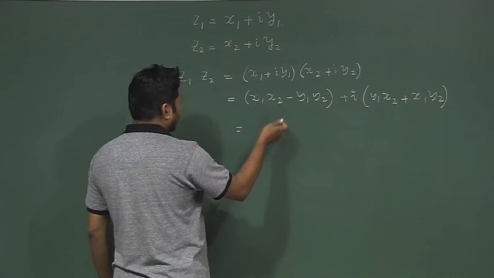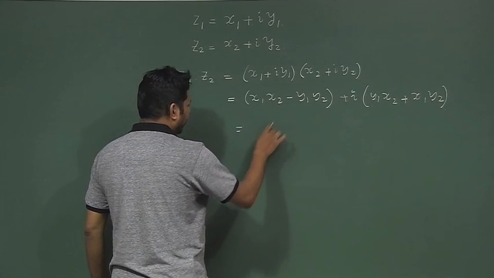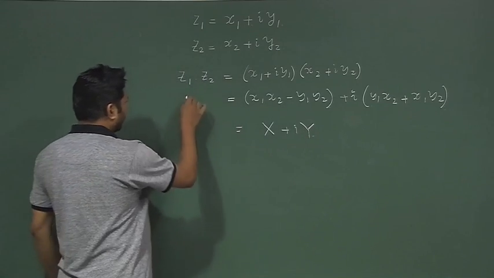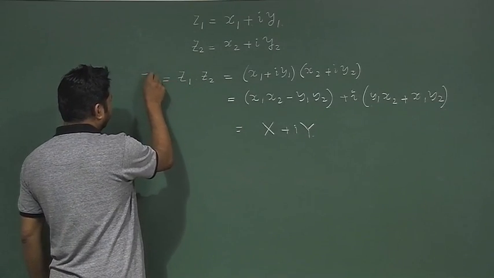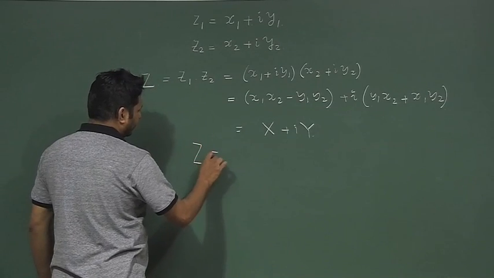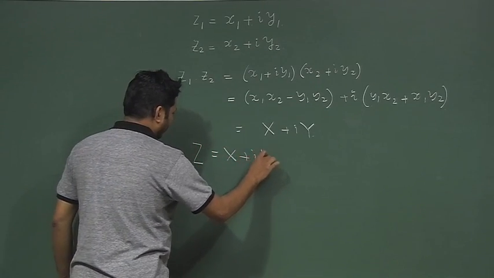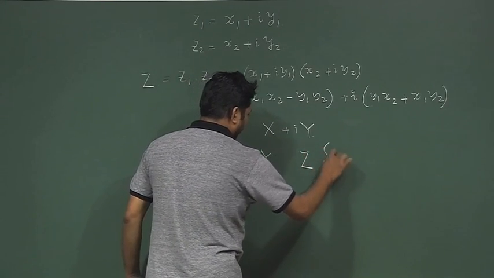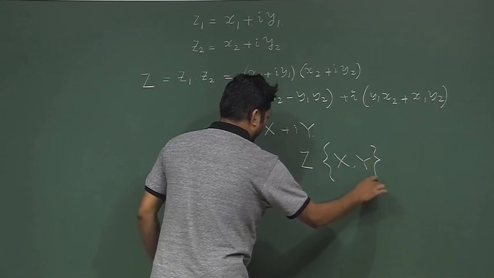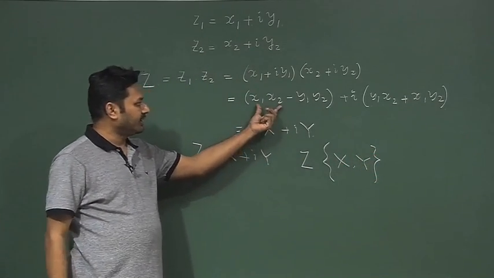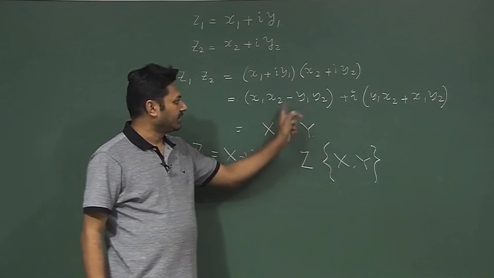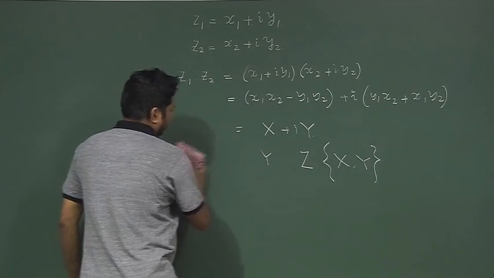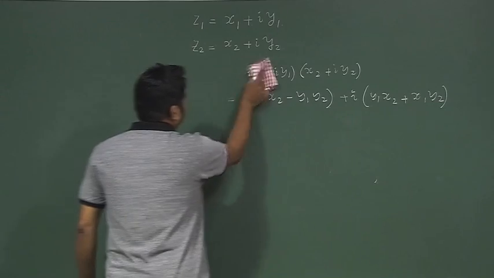If I now write this as big X plus i big Y, and z1 z2 is my big Z, then big Z is equal to X plus i Y, which is also forming a pair. So, Z is forming a pair of two quantities, but these two are related to x and y like this and this. Okay. Next, multiplication we understood.